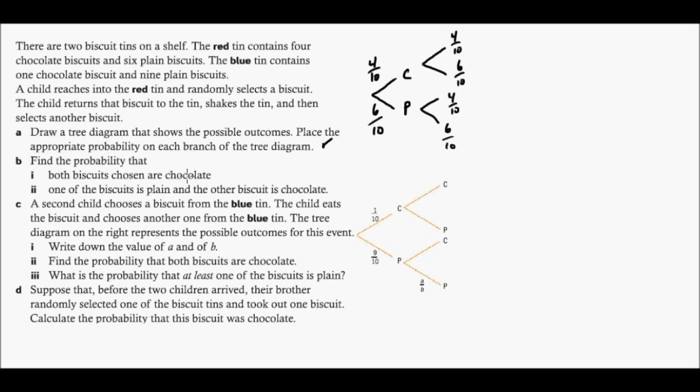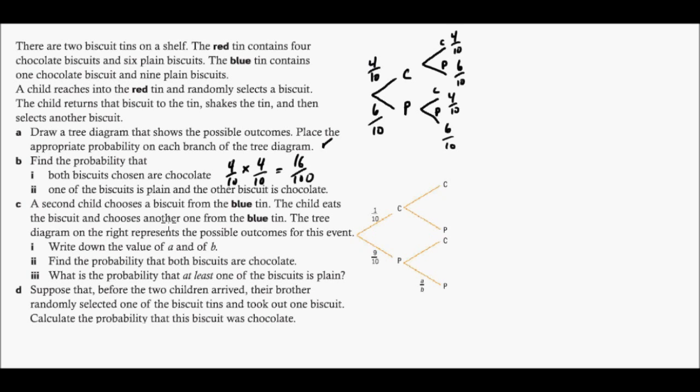Find the probability that both are chocolate. Okay, well, I should have written chocolate, plain. So we just go chocolate, chocolate, which would be 4/10 times 4/10, which is 16 over 100.